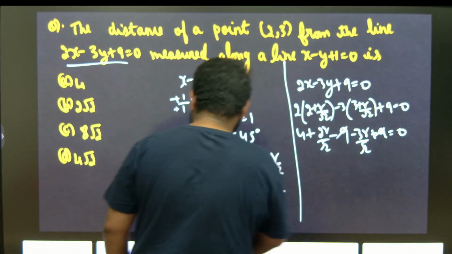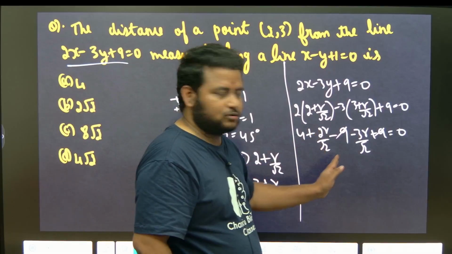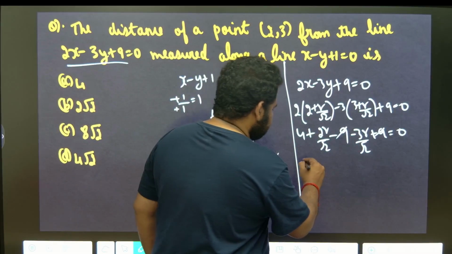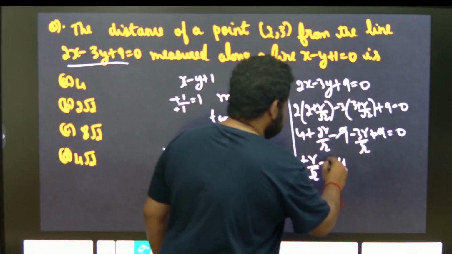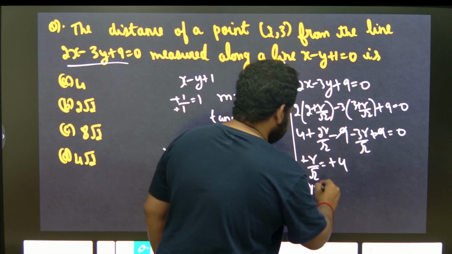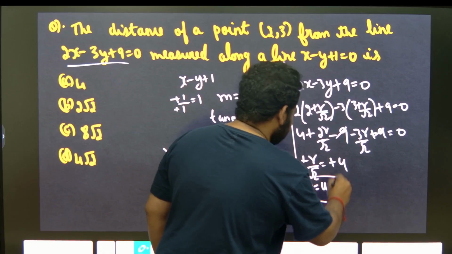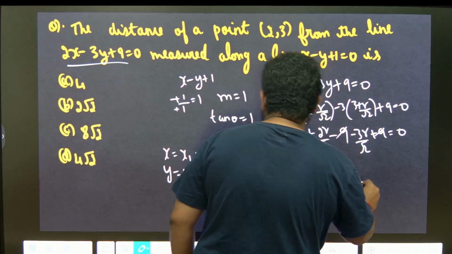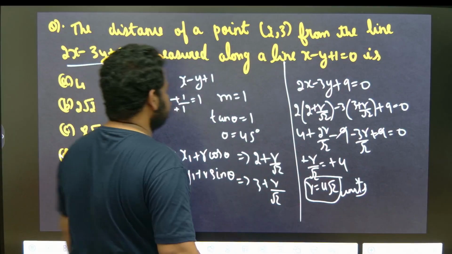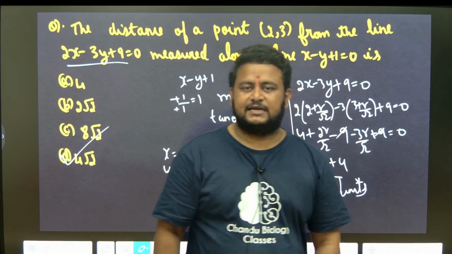So see here friends, 2r by root 2 minus 3r by root 2 gives minus r by root 2, which is equal to minus 4. Minus minus will become plus. So r is equal to 4 root 2 units, that is option D. So option D is the correct answer friends.